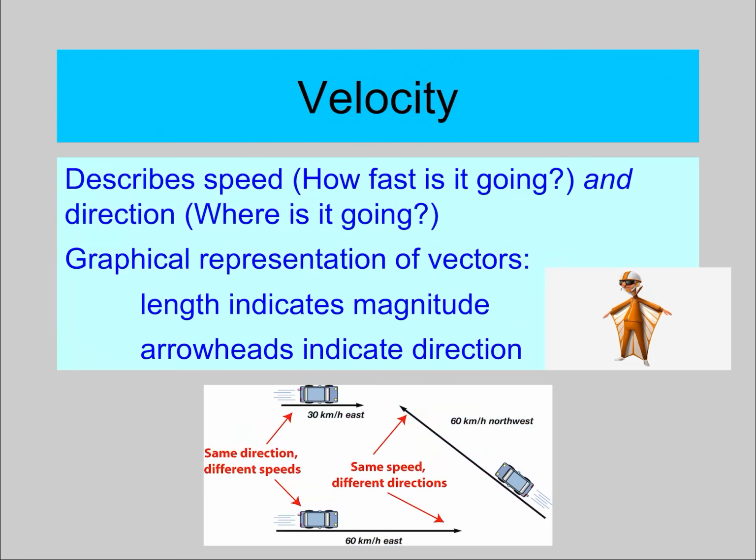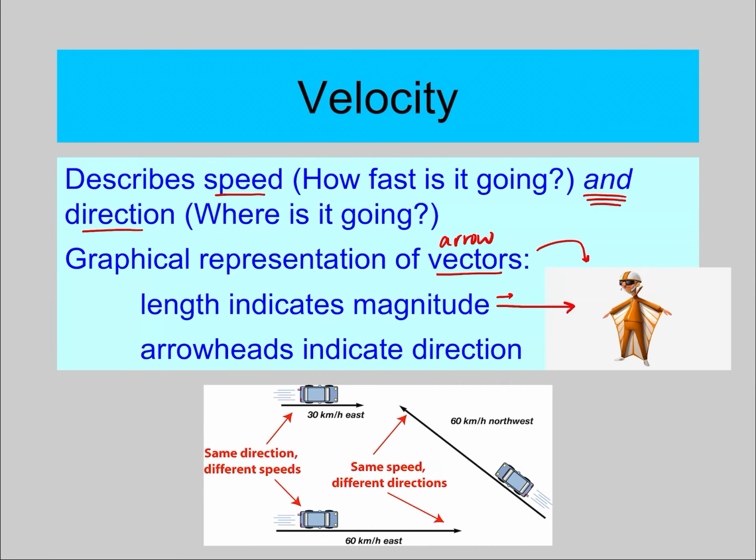So velocity. Velocity is going to describe speed, which is how fast am I going, and so important, direction. Where am I going? So we use what's called a graphical representation, a vector, which is why this image is here. A vector is really another word for an arrow. But the arrow is going to be descriptive in two ways. The length of the arrow, whether it's short or long, is going to tell us how much.